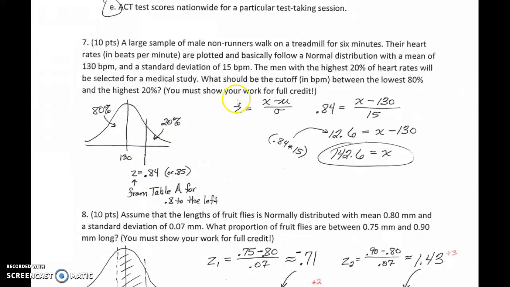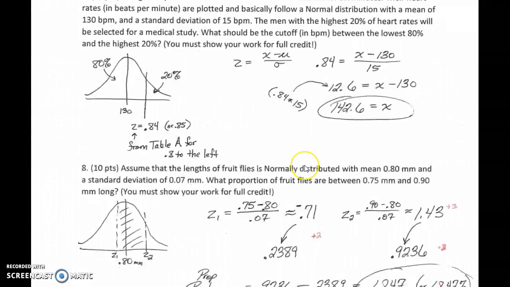And now we actually have the z-score, we know the mean, and we know the standard deviation. What we don't know is that precise cutoff, that x value in our case. So we solved this equation, multiplied both sides by 15. So that 15 will come over, get multiplied by the 0.84 to give us 12.6. And then since we're solving for the x, we add 130 to both sides and get 142.6. So that's the cutoff. In this large sample, 80% of the men had less than 142.6 beats per minute, and 20% had above.